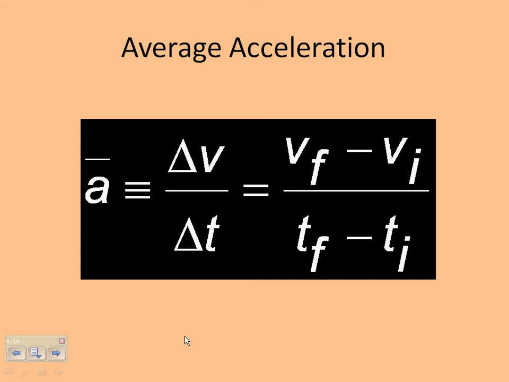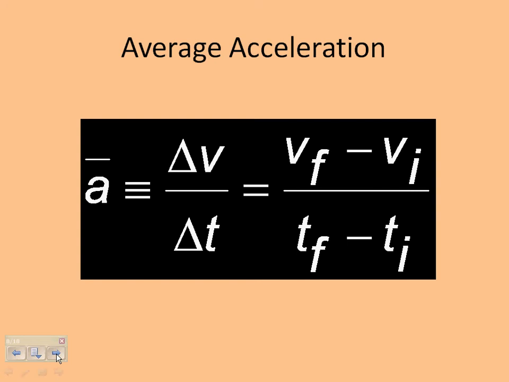You can also look at that as your final velocity minus your initial velocity divided by your final time minus your initial time. Most of the time, they'll give us a time period like 2 seconds. They won't specifically say like 10:30 and 10:35, so you have to figure out the time difference.